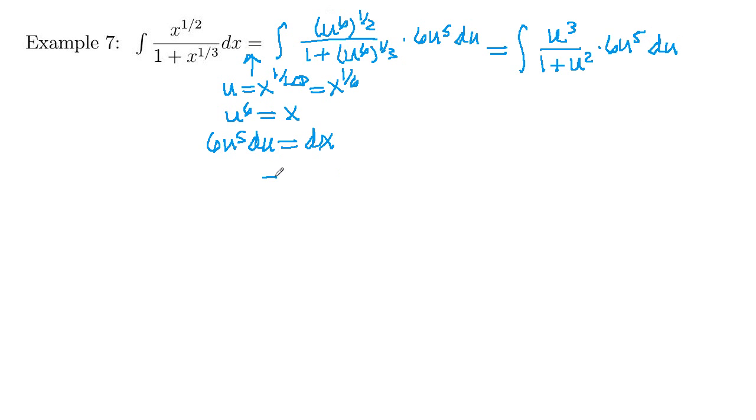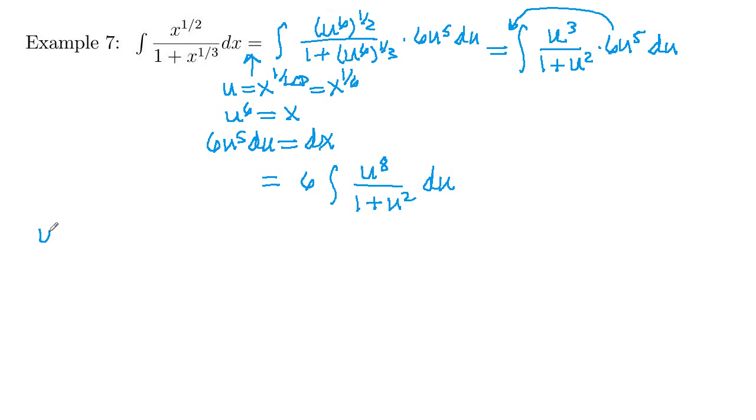And so the 6 we can pull out in front. Integral, u to the 5th times u cubed, u to the 8th, and then we're dividing by 1 plus u squared du. So notice the power on top is bigger than the power on the bottom. So we need to long divide.